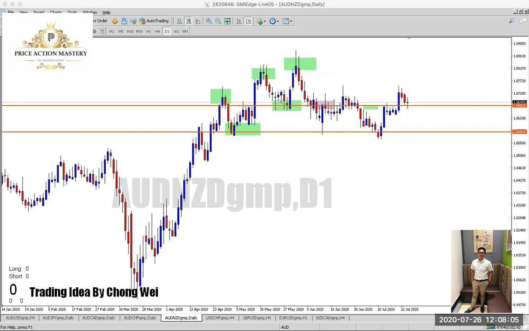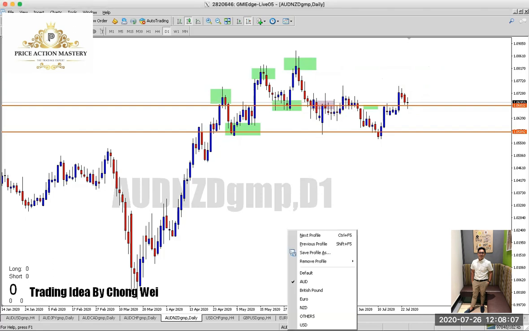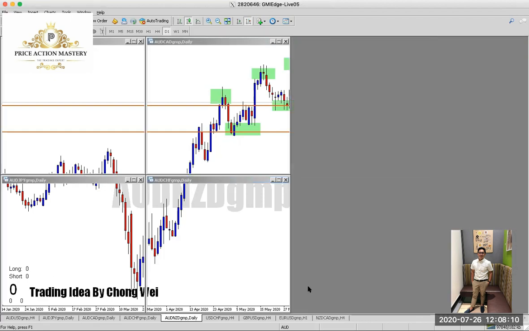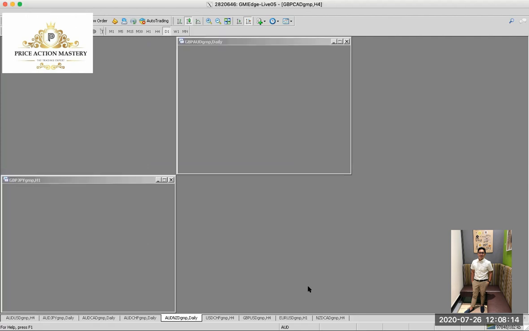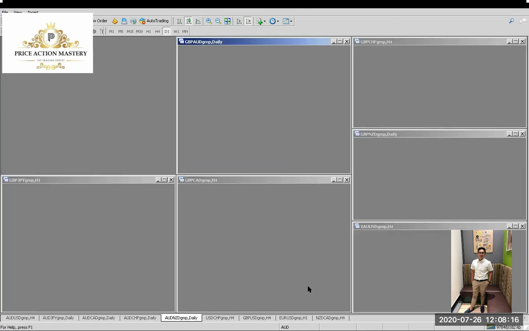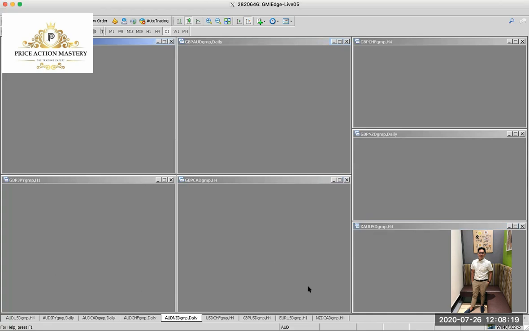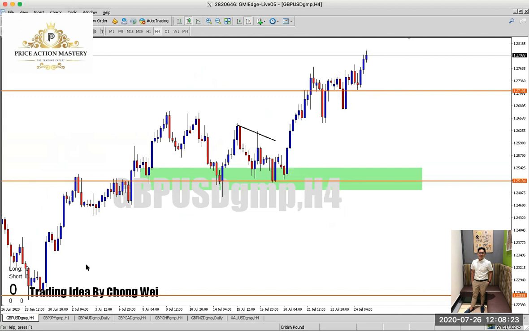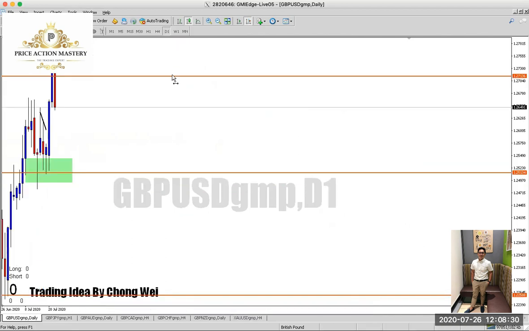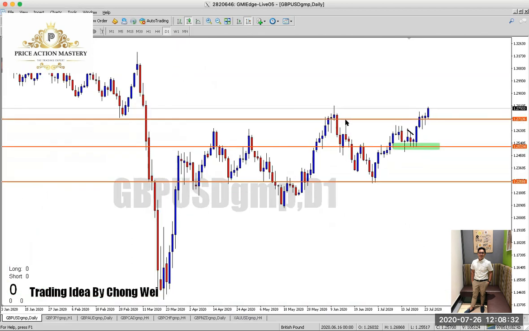Okay, so we have finished for Aussie. So next we go to GBP pound. First will be pound dollar. Pound dollar. So very clear that the market is advancing and advancing up. Let's look at the daily time frame. On the daily we can see what the market just did: it broke the pure resistance.